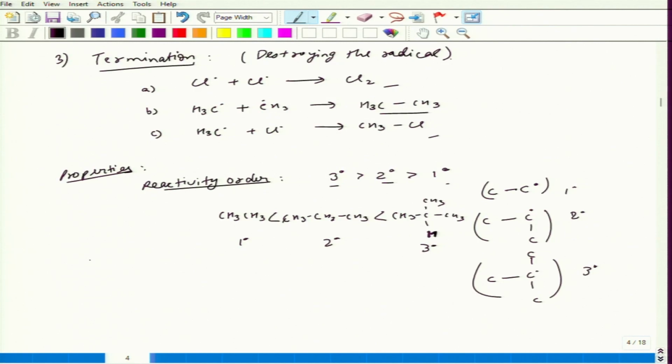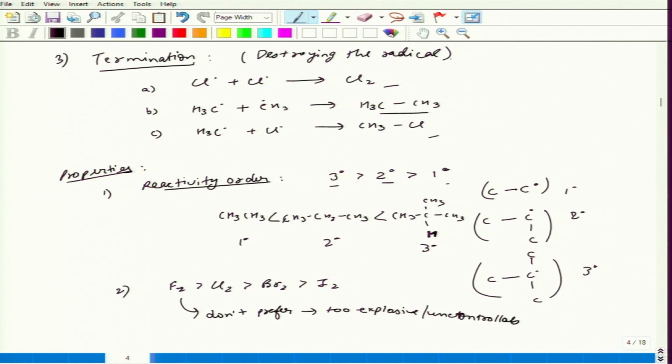Another thing is reactivity order. We say that F2 reacts faster than Cl2, then Br2, then I2. The reactivity order for the halogens will be fluorine, chlorine, bromine and iodine, but fluorine we generally do not prefer, because it can be explosive, too explosive to use, or we can say uncontrollable. So, that is why we do not use F2 in the substitution reaction.